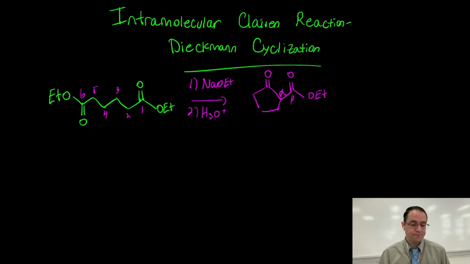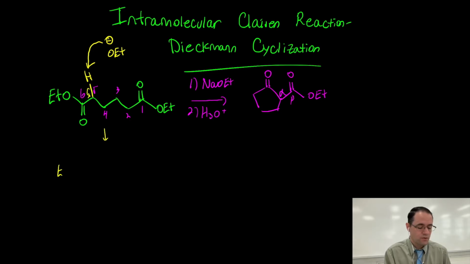So how does this work? Let's draw an alpha hydrogen here at carbon 5. We have ethoxide present that is negatively charged. It's a strong base, and it can deprotonate here to give you the enolate.